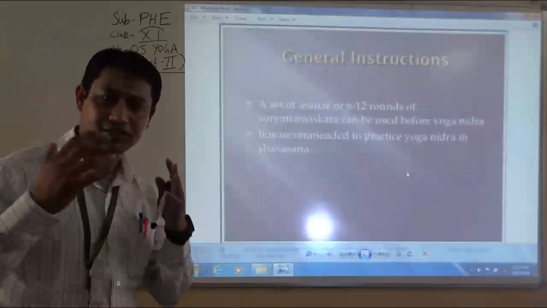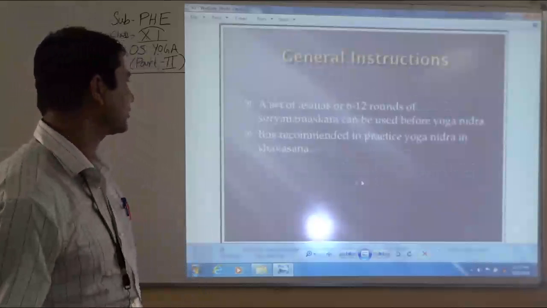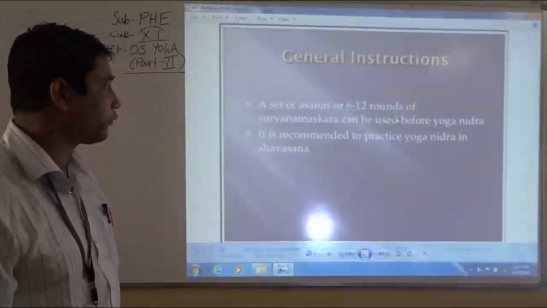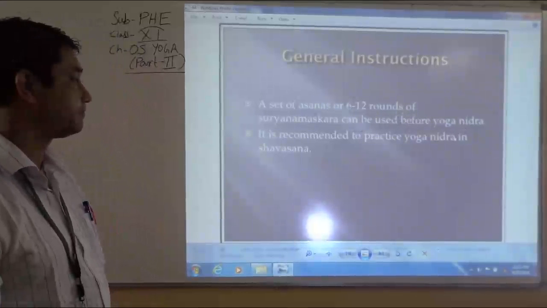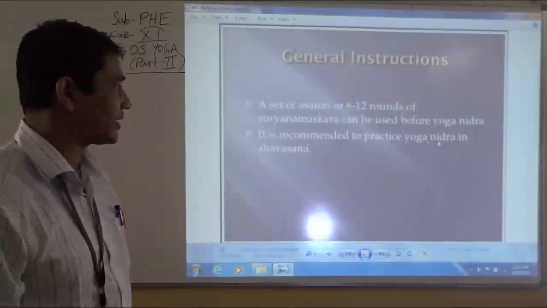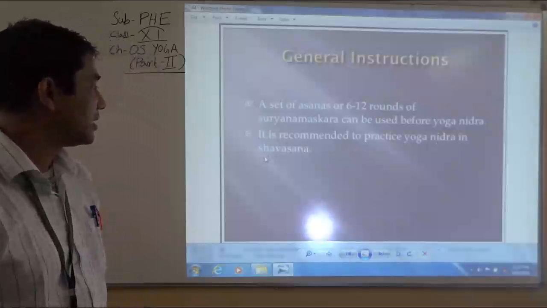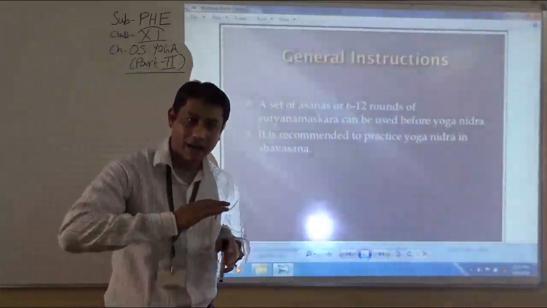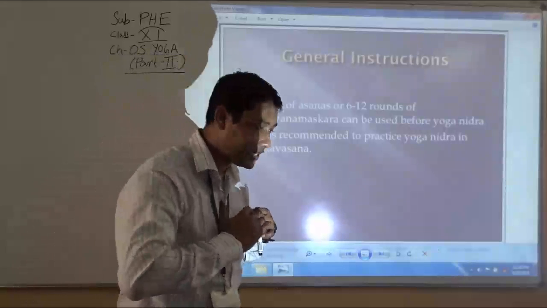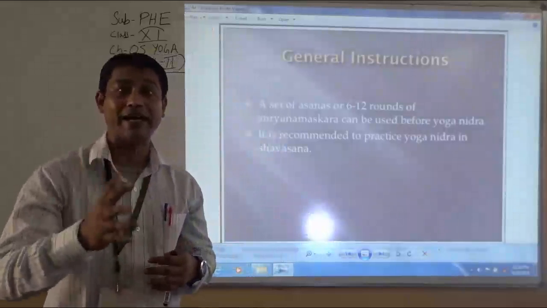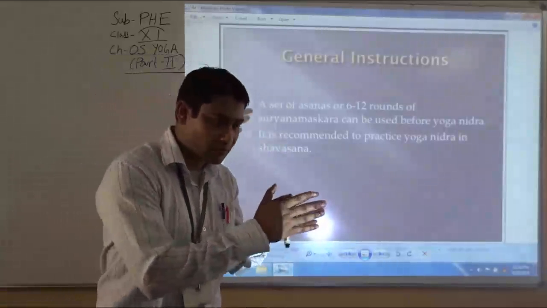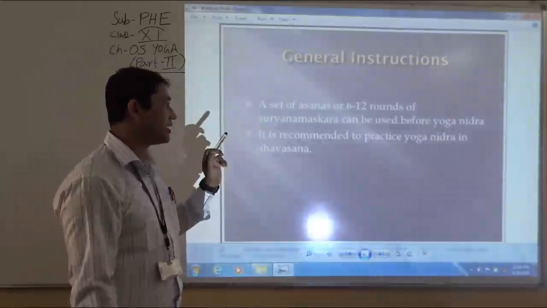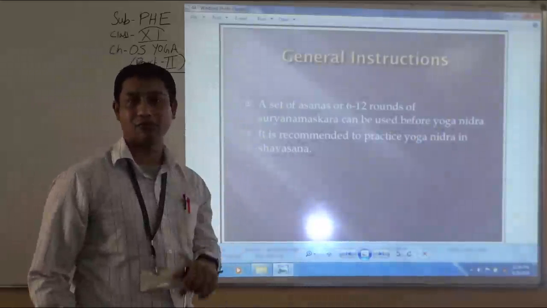Next, some general instructions to perform Yog Nidra. A set of asanas or 6 to 12 rounds of Surya Namaskar can be performed before Yog Nidra. Next, it is recommended to practice Yog Nidra in Shavasana. So, the individual needs to first of all acquire the Shavasana pose. Shavasana means the individual needs to lie down in supine position. Okay? Legs will be apart, hands will be at the sides. So Shavasana is recommended to practice Yog Nidra, students.